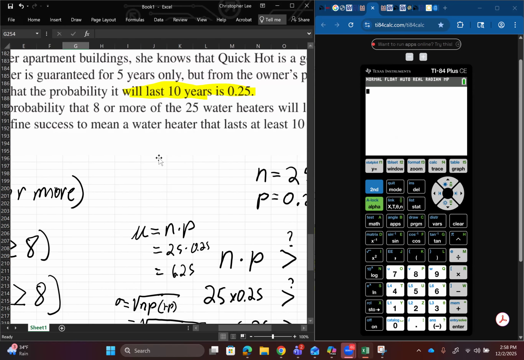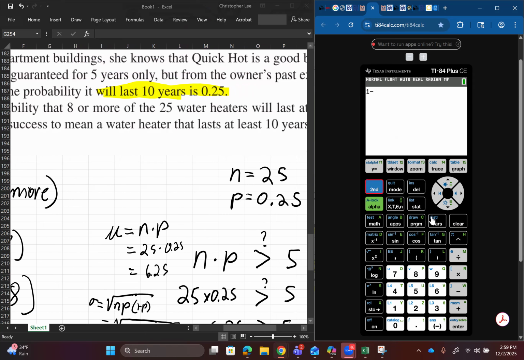So I'm gonna do 1 minus, and then what do I go to? The distribution, right? I'm gonna go down to binomial CDF. My n we said was 25. My probability of success we said was 0.25, right? And I want to know 8 or more. I can't do greater than, so I'm gonna do less than. So I'm looking for 7, 6, 5, 4, 3, 2, 1, 0, right? I'm gonna add all of those together, and subtract it from 1.